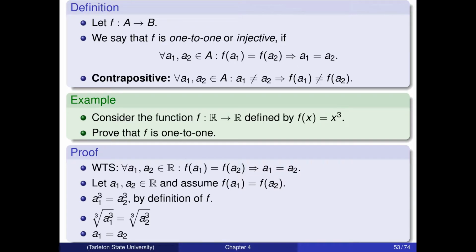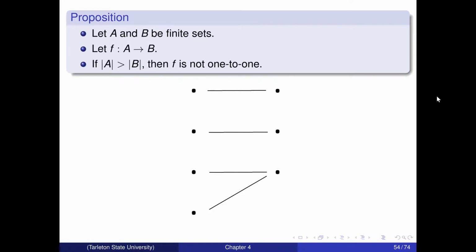What 1 to 1 means is if you take two different input values, those will always correspond to two different output values. And this shows up in a picture like this. So this is a great example of a function that's not 1 to 1, right? Because we have two different input values here that are mapping to the same output value, and that means this function is not 1 to 1.